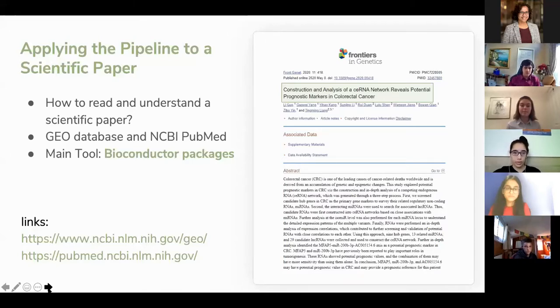Moving on to the project itself, the aim of this paper, which we used, was to find prognostic markers for colorectal cancer. Prognostic markers, by the way, are biological characteristics that are indicative of the likely health outcomes of a patient, such as disease recurrence. I will explain the required steps of the pipeline and the R Bioconductor packages involved in the next few slides.